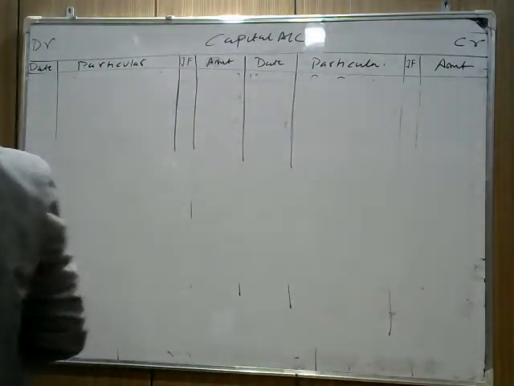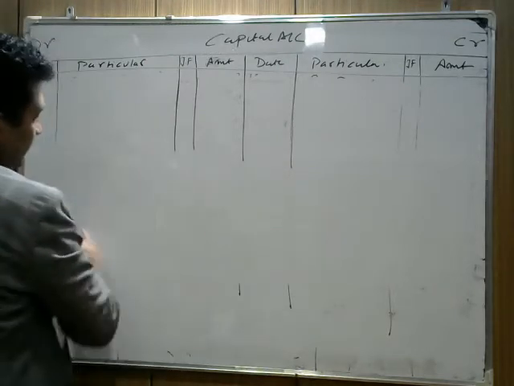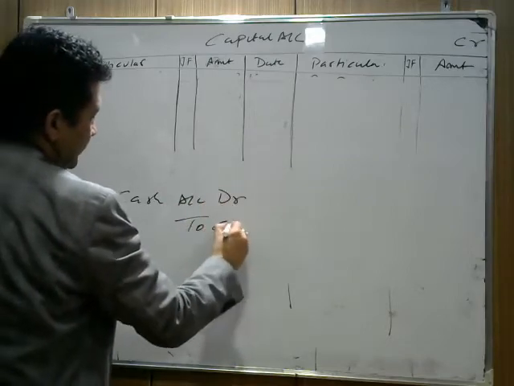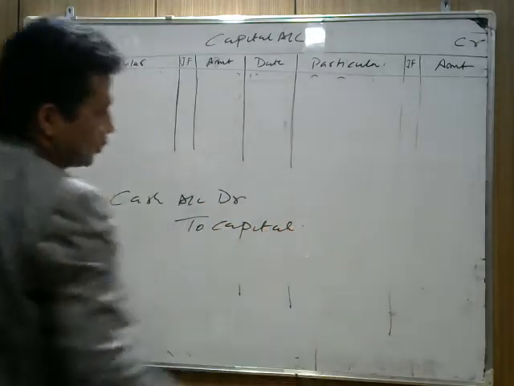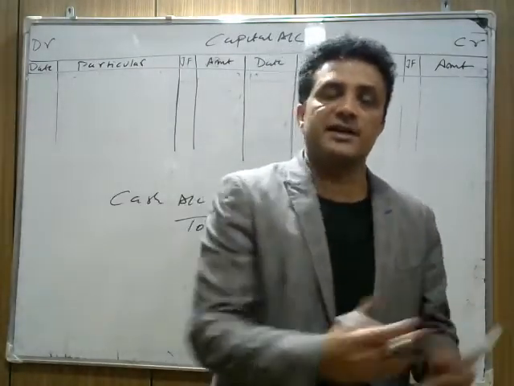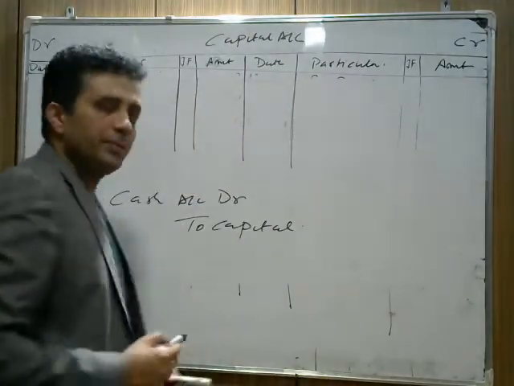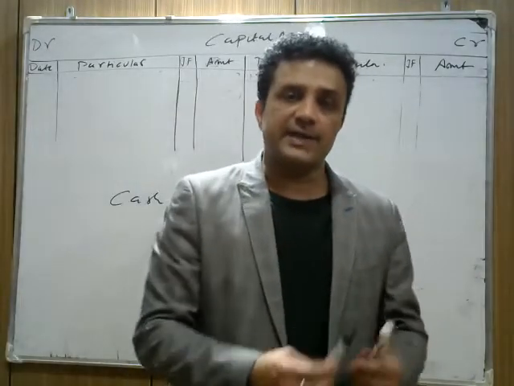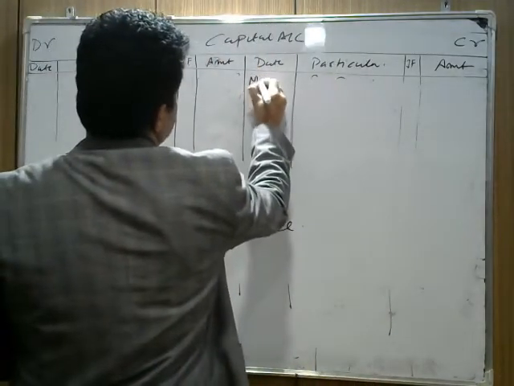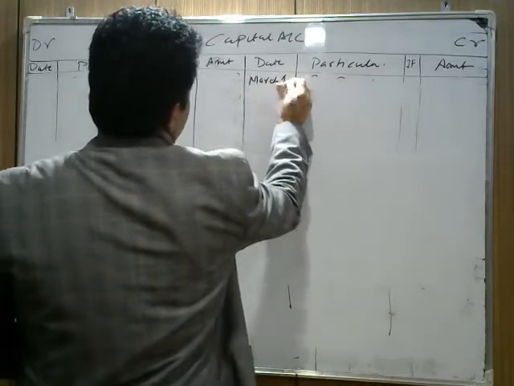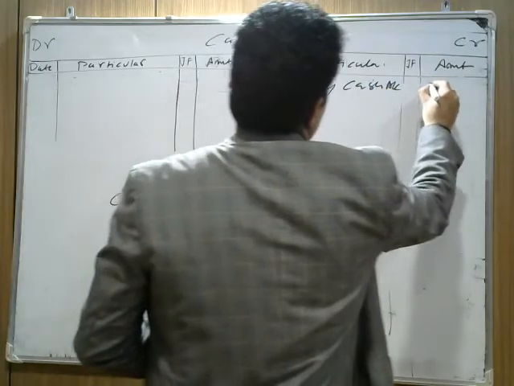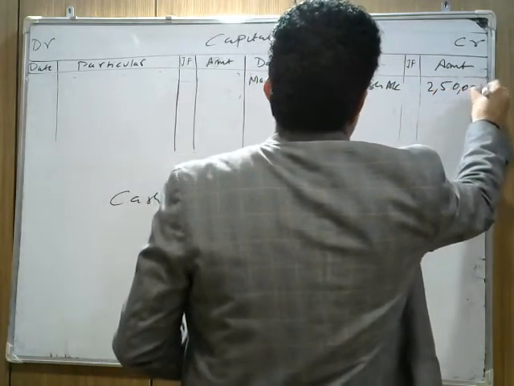So only one transaction here: Satish started business with cash. So the entry will be cash account debited to capital account. Here the capital will be credited. As I told you, whenever capital increases, it's always credited. So here the transaction says "to capital". "To" means a credit side, that means your capital needs to be credited. So then we write March 1st. Now why will your capital be credited? Because you started business. We write "by cash account 2,50,000". That's why capital is credited.